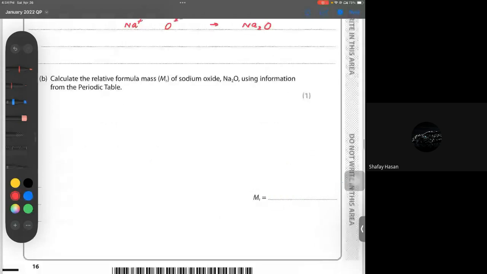Calculate the formula mass of sodium oxide using information from the periodic table. It's a very easy question. 2 multiplied by 23, the atomic mass of sodium, and oxygen is 16. Of course, so the answer would be 62. It's very simple.